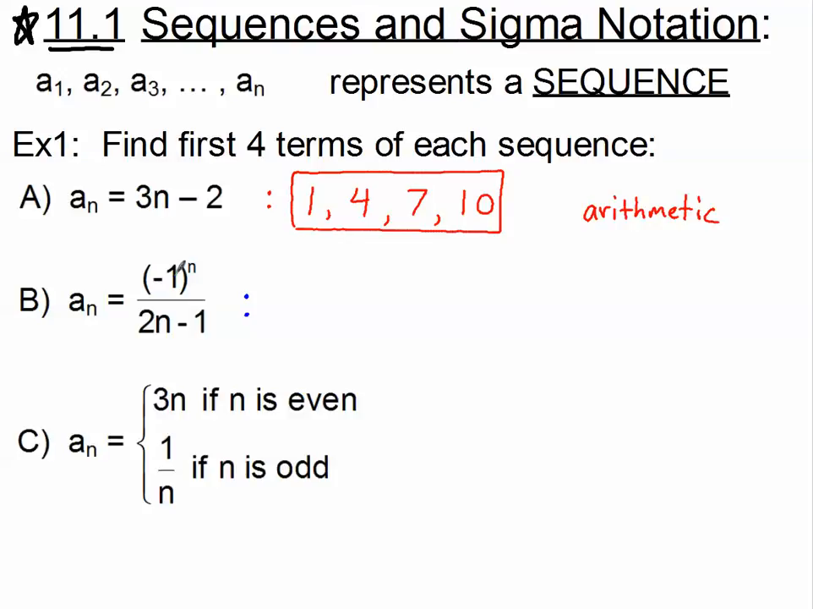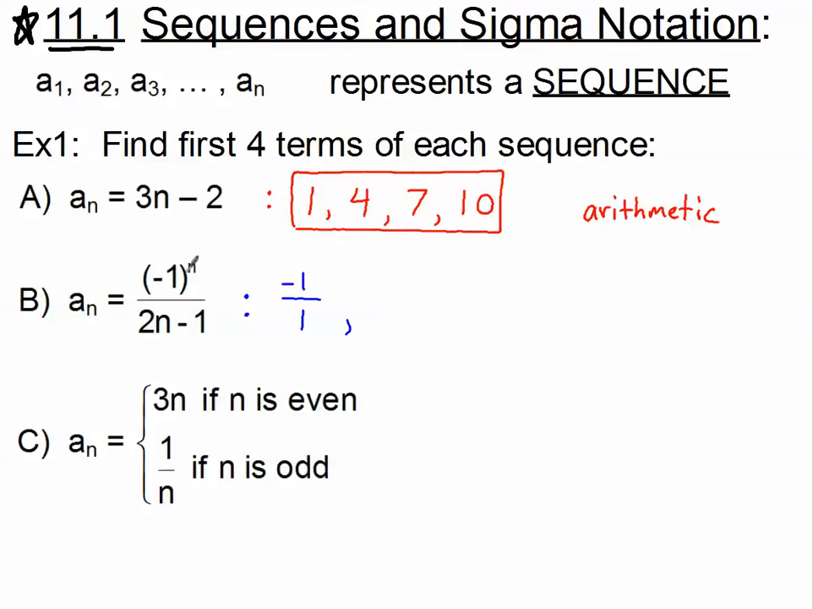So when I plug in a 1, I get negative 1 raised to the first power, which would still be just negative 1. And in the denominator, I get 2 times 1 minus 1, which would be 1. So that's basically negative 1. I could maybe reduce that, but sometimes it's helpful to keep it in unsimplified form, if you will, to see the pattern. But that is ultimately a negative 1. Let's plug in a 2.